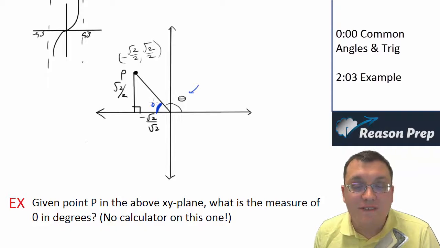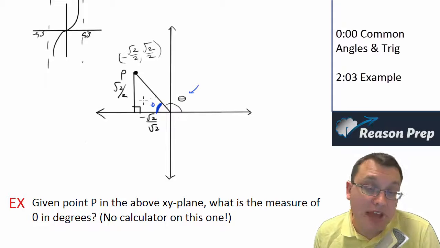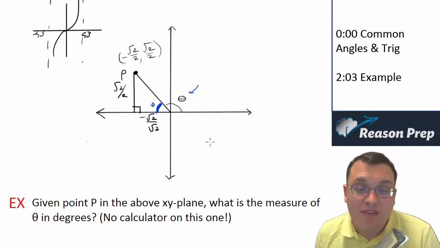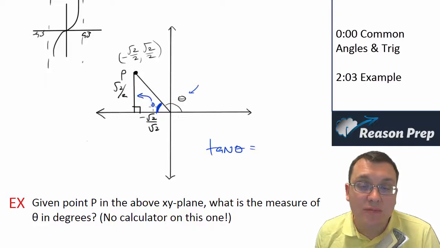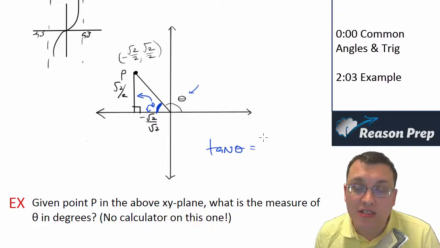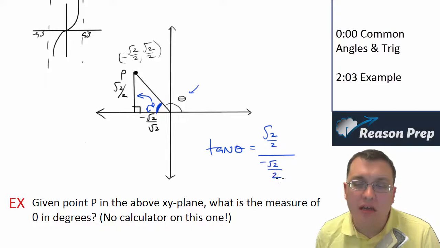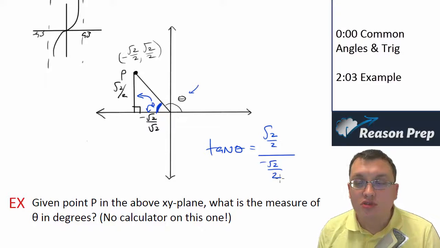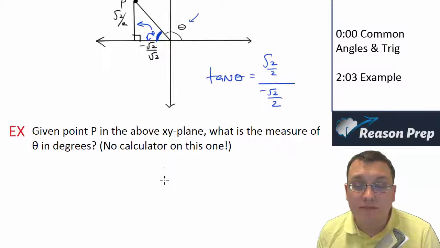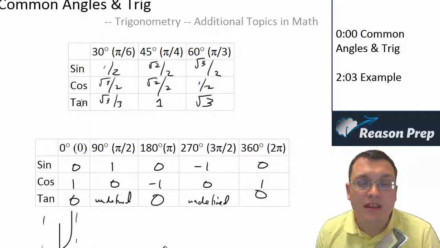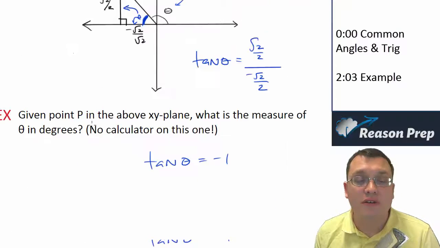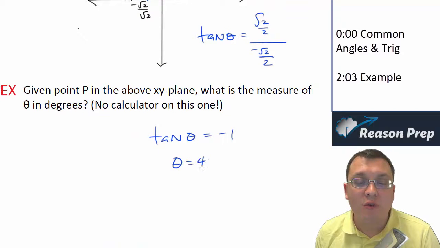So notice, if I find, let's say, tangent, it's probably easiest. If I find the tangent of theta, the tangent of theta is opposite over adjacent. So it's radical 2 over 2 over, we can kind of ignore the negative for now, but we'll keep it in here, negative radical 2 over 2. So what does that mean? It means the tangent of theta equals negative 1. If we go to our table, that looks like tangent of 45. So theta would be 45.